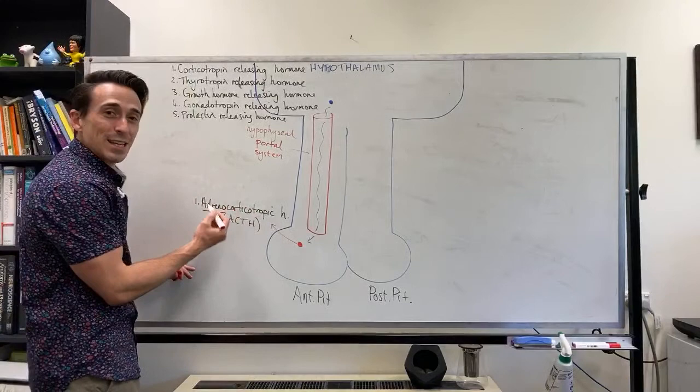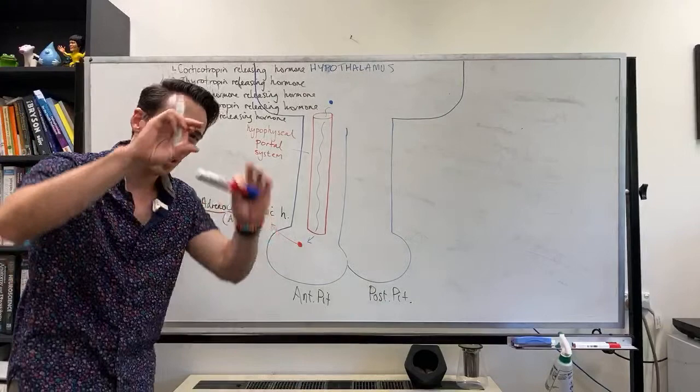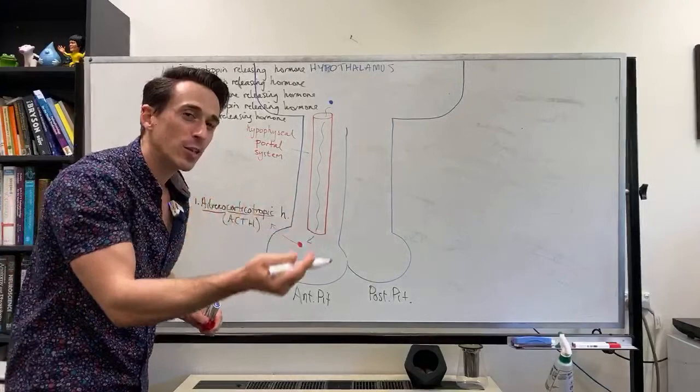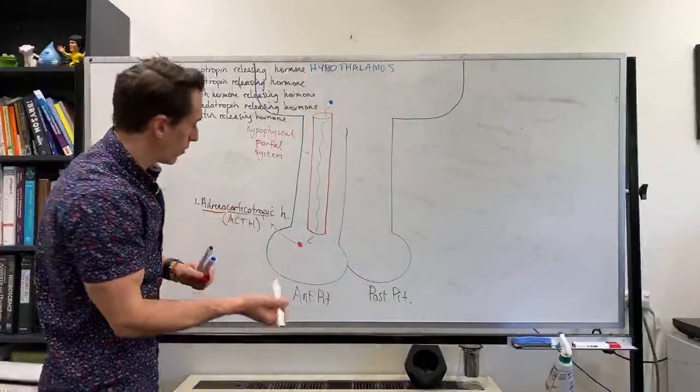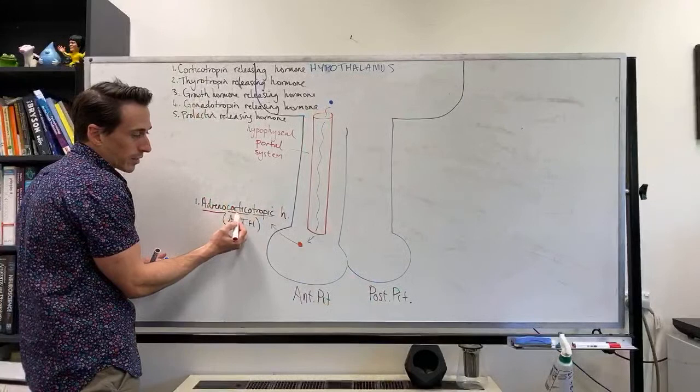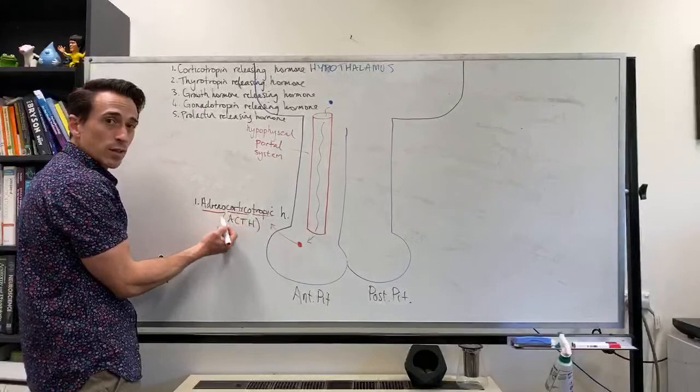Whoa, is the adrenal gland. Cortico is referring to the cortex of the adrenal gland, which is the outer shell. And tropic means that when it goes to the adrenal gland, it's telling it to release another hormone. Does that make sense? I hope it does. ACTH is a hormone that goes to the adrenal gland, specifically the cortex of the adrenal gland. And because it's a tropic hormone, it's going to tell the cortex of the adrenal gland to release another hormone. Hopefully that makes sense.